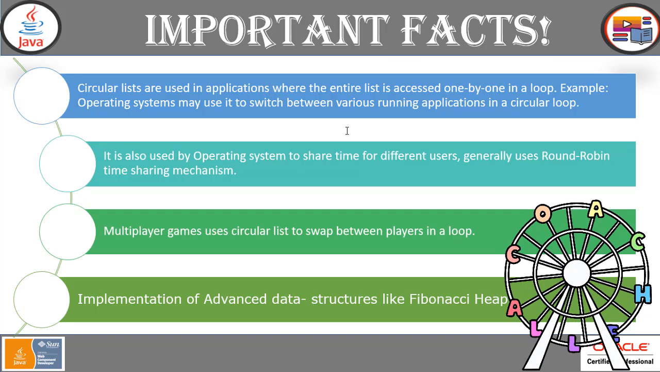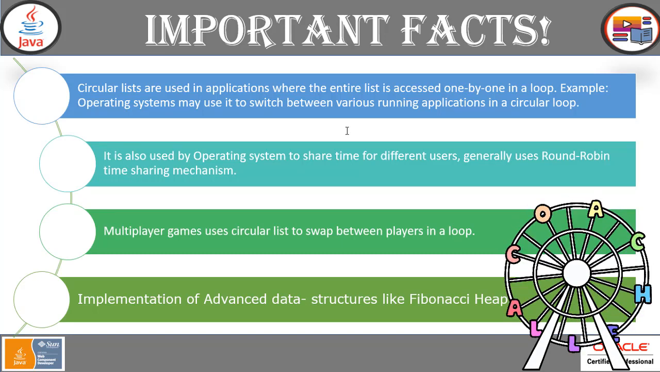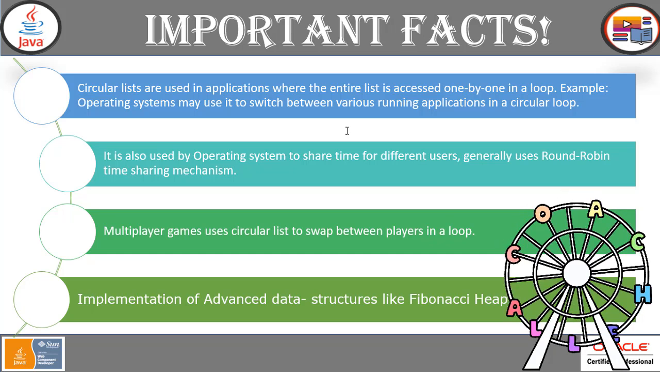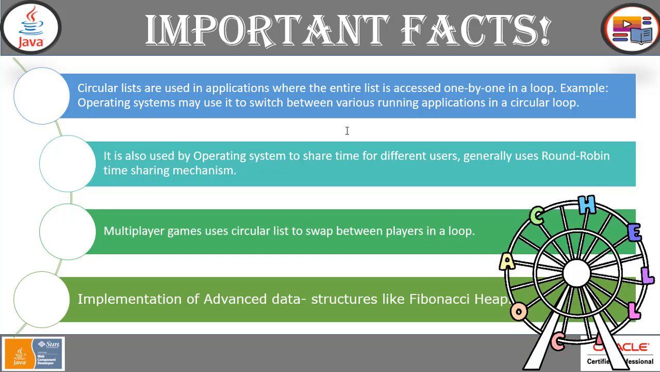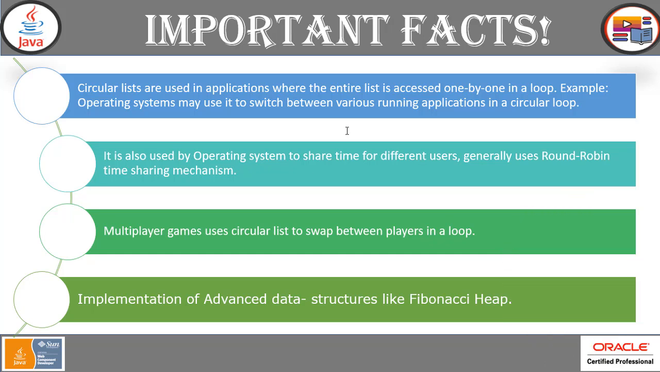Important facts. Circular linked lists are used in applications where the entire list is accessed one by one in a loop. Example, operating system may use it to switch between various running applications in a circular loop. It is also used by operating system to share time for different users, generally using round-robin time-sharing mechanism. Multiplayer games use a circular list to swap between players in a loop. Implementation of advanced data structure like Fibonacci heap. So these are the places where we generally use circular linked list data structure.